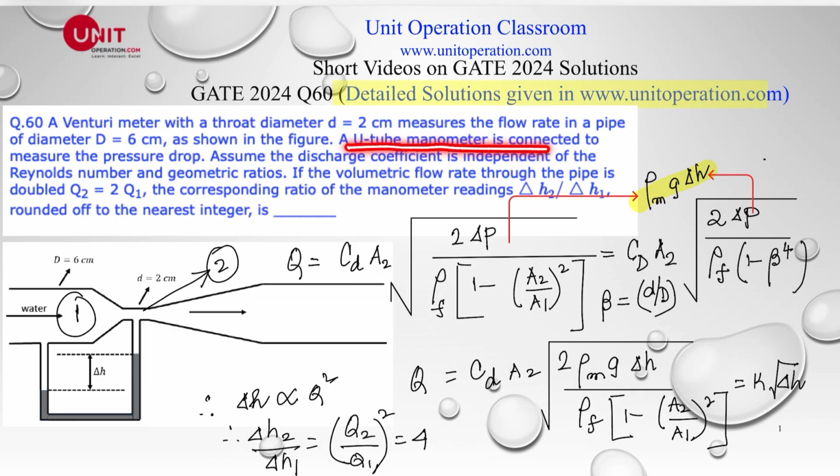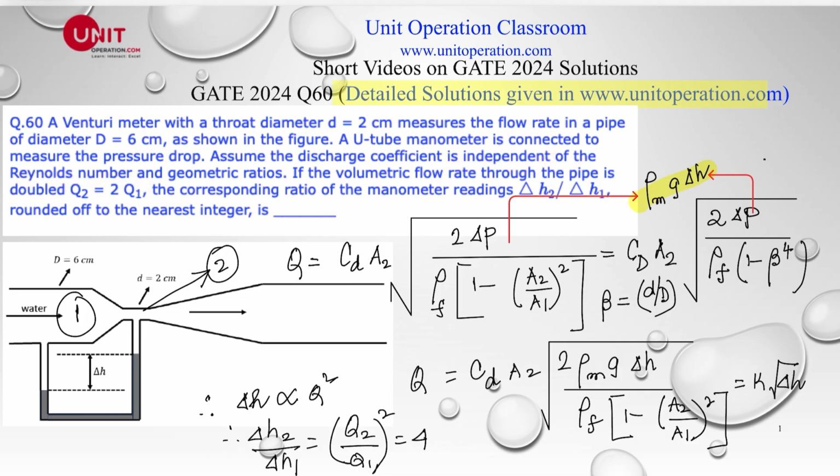A U-tube manometer is connected to measure the pressure drop. So this is the upstream end, and this is the throat. The U-tube is put in, and here is, let's say, my manometric fluid, could be mercury or anything else. Let's call its density rho m, and let's call the water flow density rho w. Assume the discharge coefficient is independent of the Reynolds number.